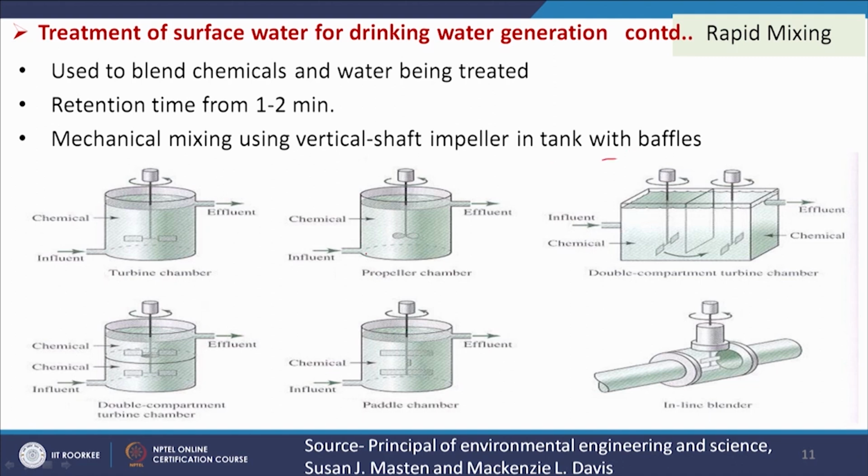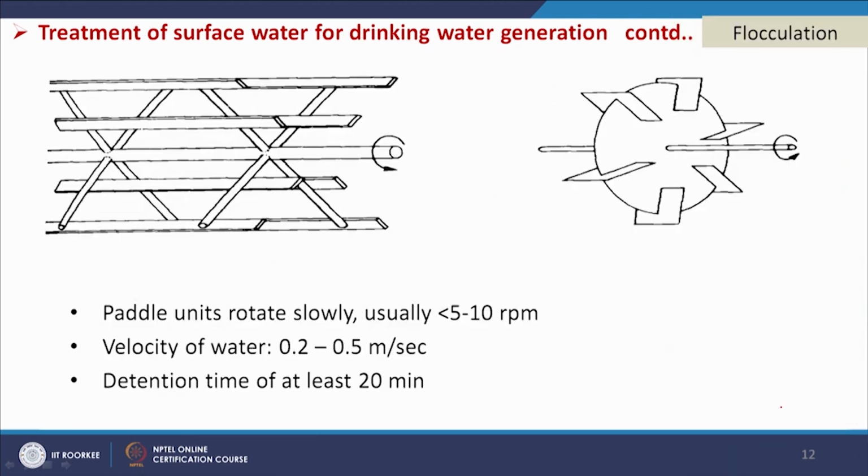So, there are different types of rapid mixing arrangements. You see this is a turbine chamber, propeller chamber, paddle chamber, and it may be a double compartment turbine chamber, and here also a double compartment turbine chamber, okay, and an inline collector is also there. So, if we see here the paddles are like this. This is our central shaft. This is our paddle.